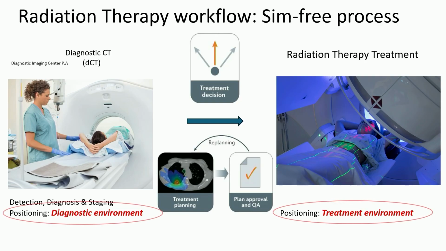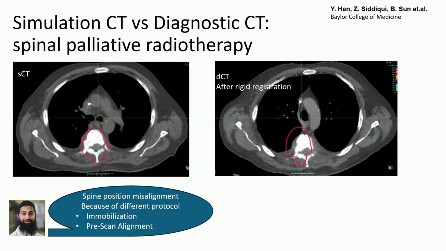However, now we have an issue here. When they use different positions, one the diagnostic position and one the treatment position, the first question you need to answer is how bad it could be. So this is a case for spinal palliative radiotherapy patients. On your left hand, the first one is the simulation CT, and the second one is the diagnostic CT after the registration, and the red contouring is the target.